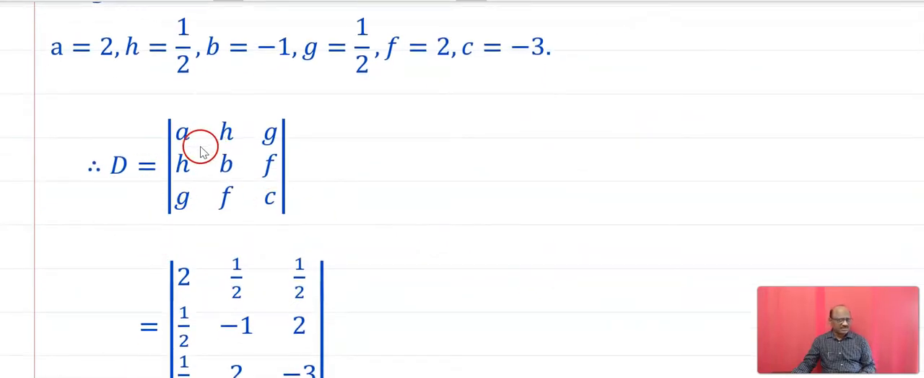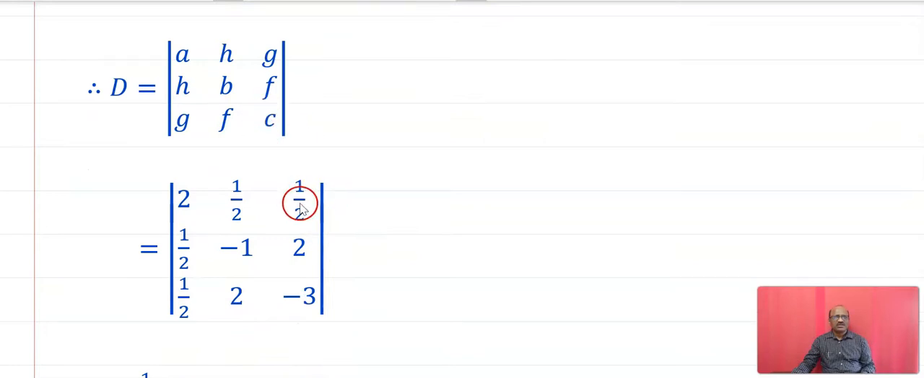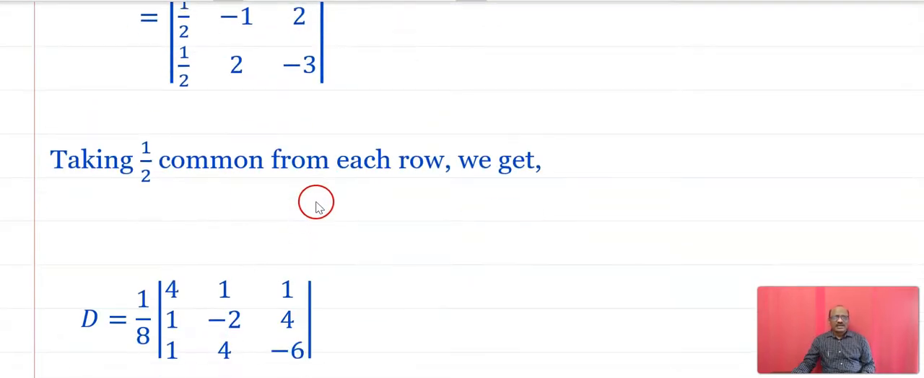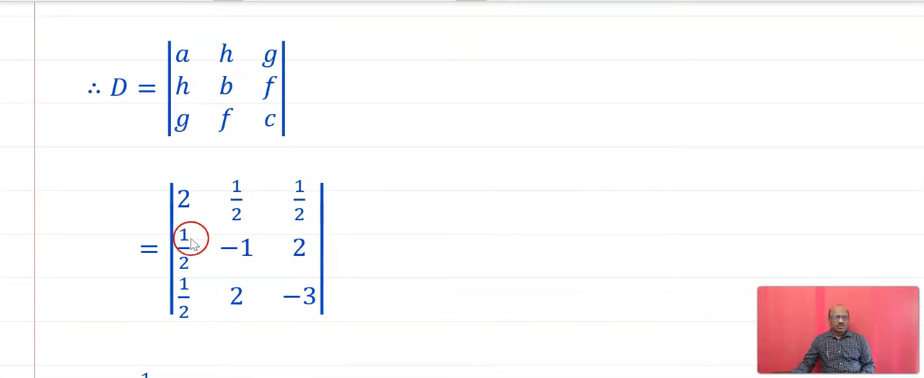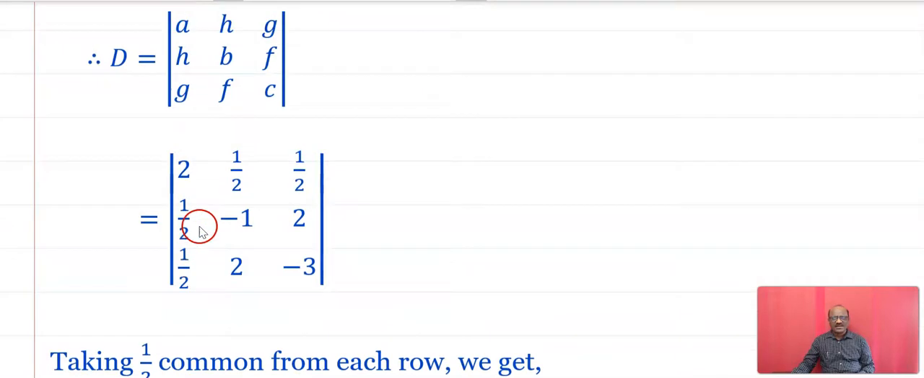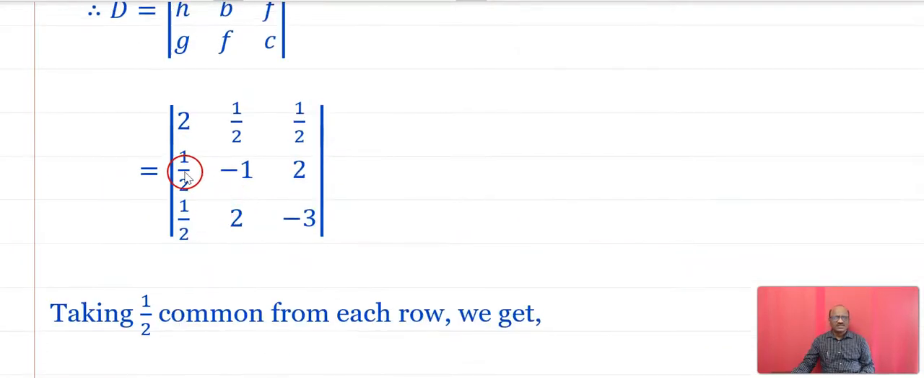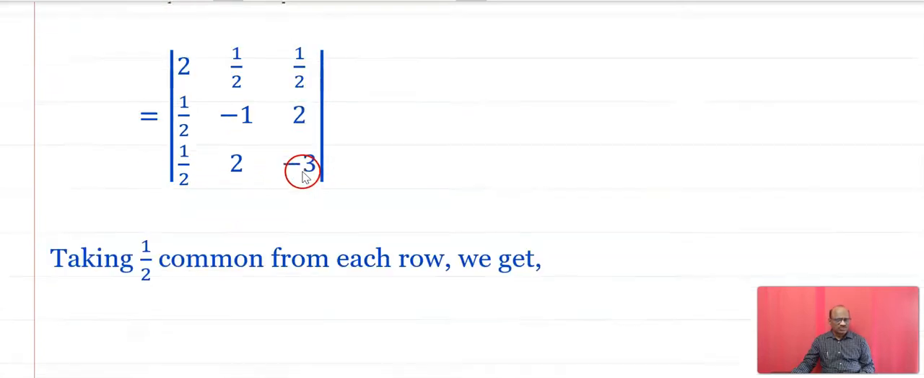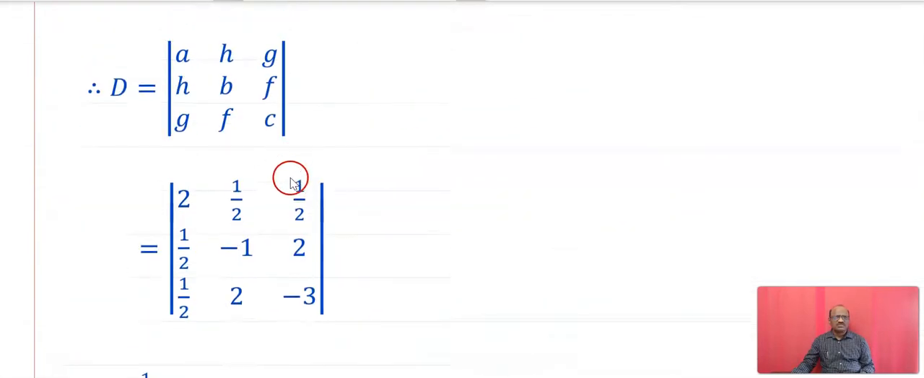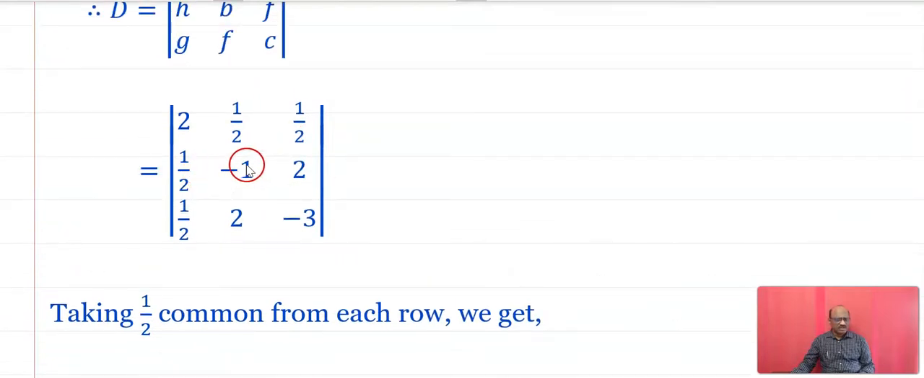Again the determinant, the same symmetrical determinant, that is a, b, c, f, g, h. Substitute the values: a is 2, b is −1, and c is −3, and the values of f, g, h. And evaluate this. Again, take 1/2 common from each row or column. Then you will get 1/8, and here it will become 4, 1, 1, 1, 4, 1, then 1, −2, −4, 1, −2, −1, −2, 1, −2 and 4.